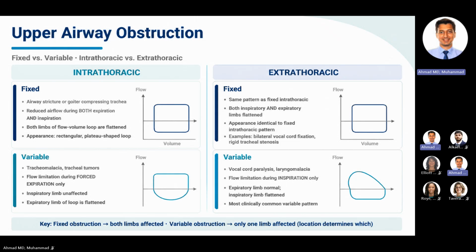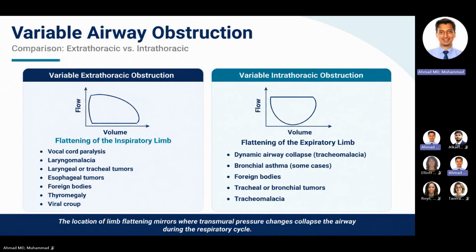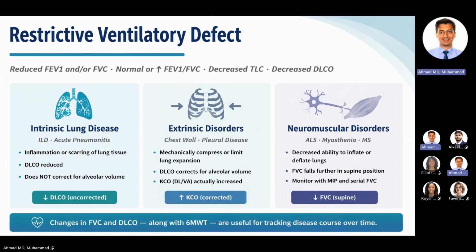In fixed extrathoracic airway obstruction, both the inspiratory and the expiratory limb are flattened. Some examples of this include bilateral vocal cord fixation and rigid tracheal stenosis. And in variable extrathoracic airway obstruction, the inspiratory limb is flattened. It happens in vocal cord paralysis and in laryngomalacia. We went through this earlier.